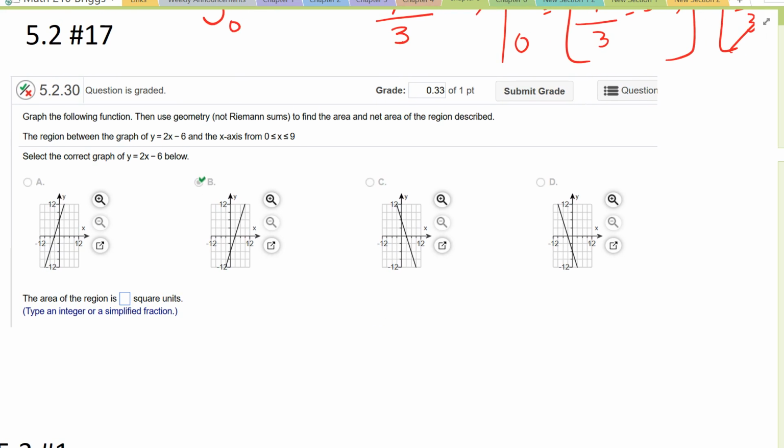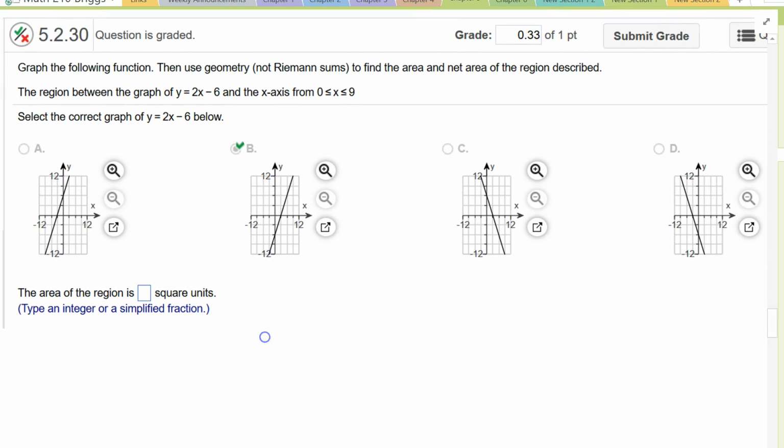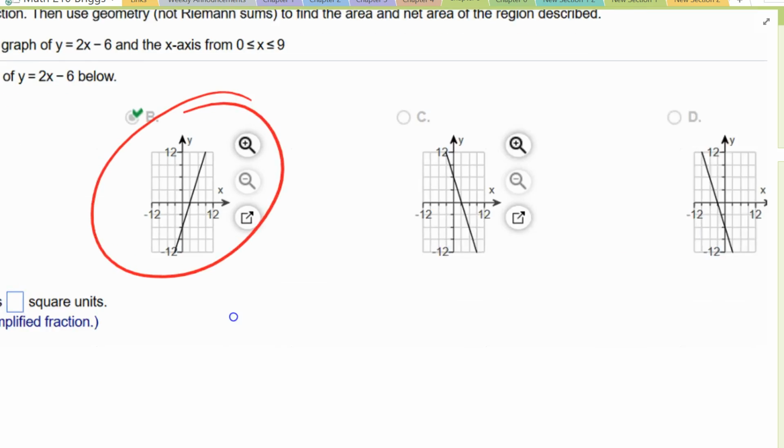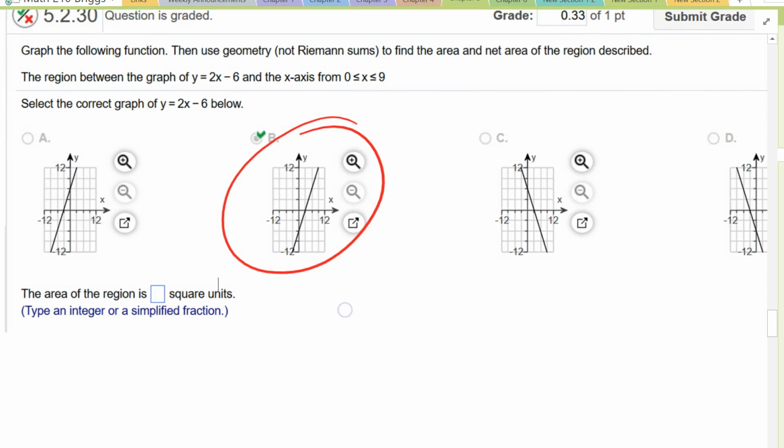Number 17, graph the following functions. Use geometry to find the area and whatever square units would be. So you found the correct graph here. If I blew it up here, I didn't. And I'm going to integrate it from 0 to 9. So if I plug in 0, I would have minus 6. So that tells me the distance from the x-axis is 6.